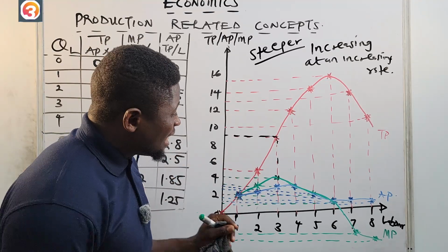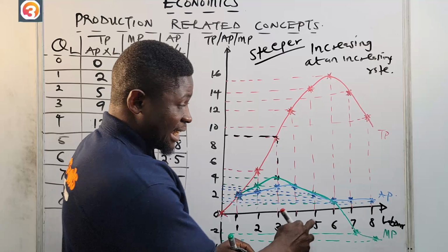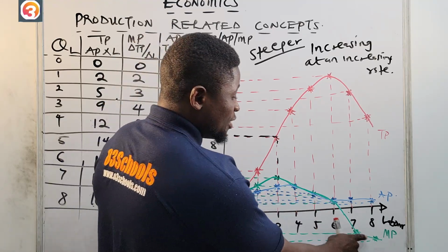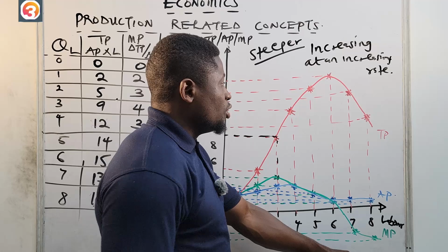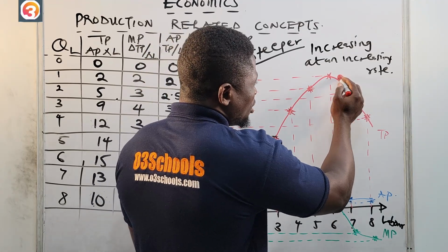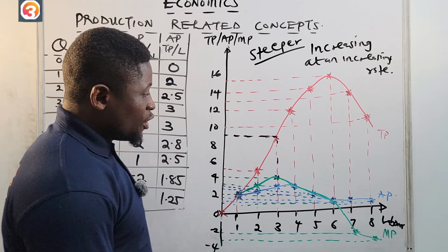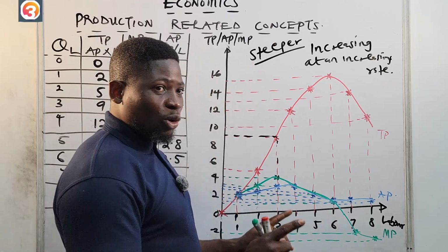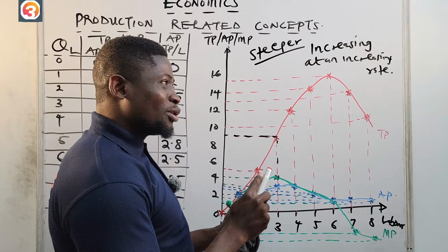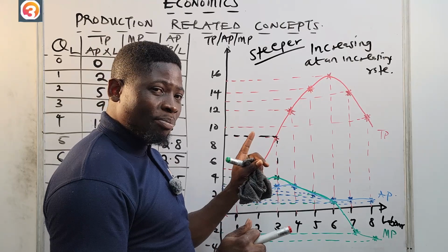Now, also notice that beyond 6 workers, after the 6 workers, what do you notice? You see that the MP curve begins to turn negative, while the TP curve, if you trace it up, starts decreasing, while the MP curve goes to negative. The reason why this is happening is because of the relationship between the MP and the TP.